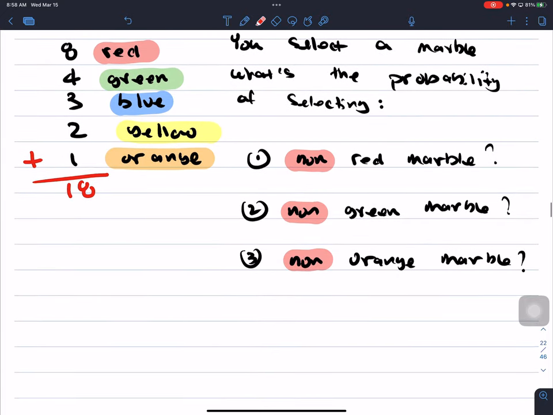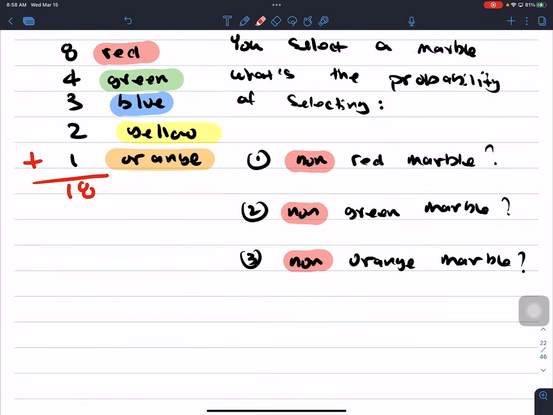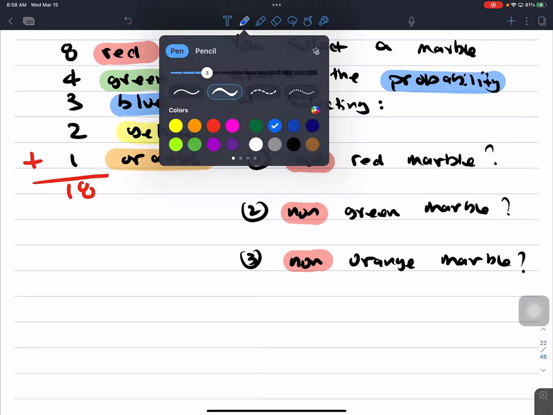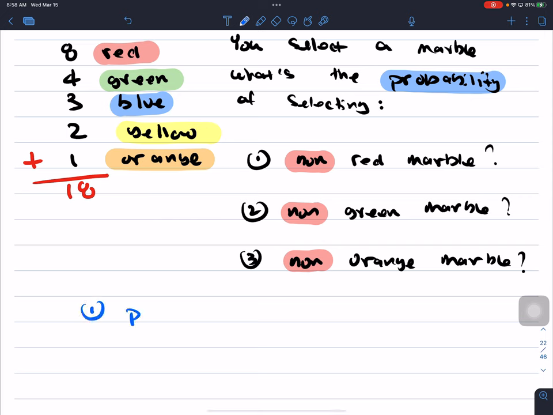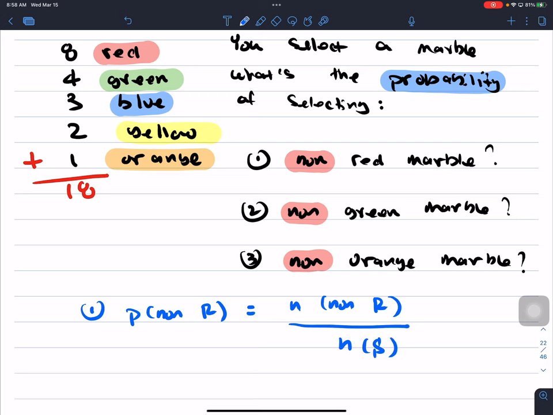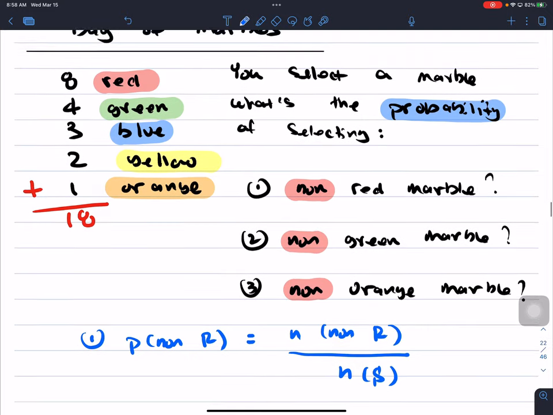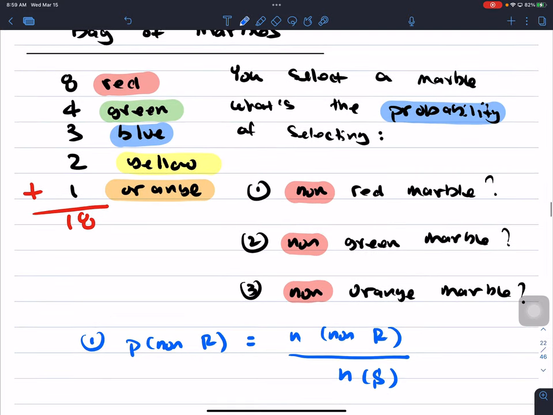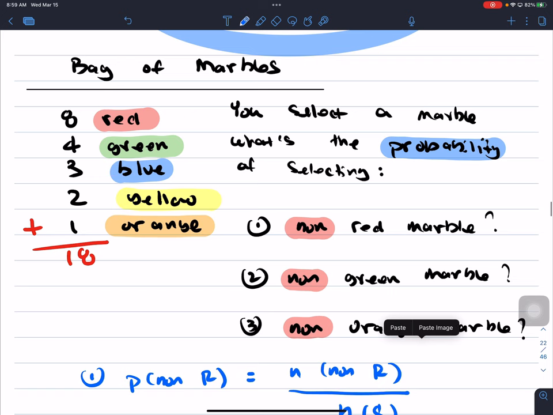What are they asking you guys in these questions here, by the way? Do you guys know? What's the probability of selecting a non-red marble? Okay, so I'm going to write it down. Probability of a non-red marble. That's the number of non-red marbles out of the total. Okay? All right, you guys with me on that? So you have to understand the meaning of non-red.